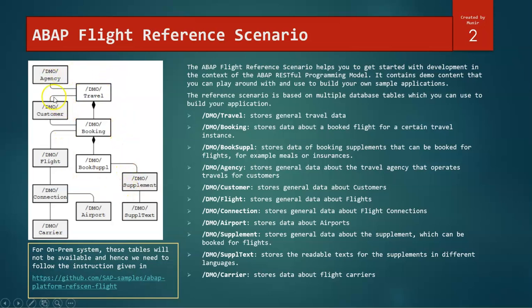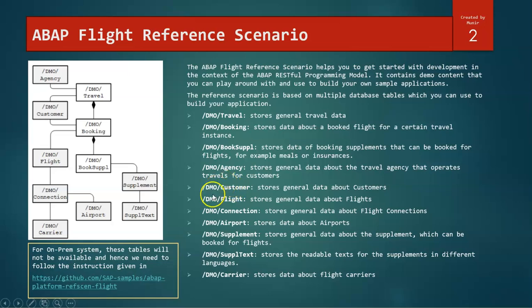As can be seen here, agency, customer, flight, connections, airport, supplement and supplement text are the master data that is stored. The agency will store the agency related data, the flight will store the flight related data for going from which to which, connection will have the connection data, carrier is nothing but the airline data. It also has 3 transactional tables, travel. Each travel can have one or multiple bookings, and each booking can have a booking supplement, like the meals that you order, some additional supplement that you want to order during your booking.